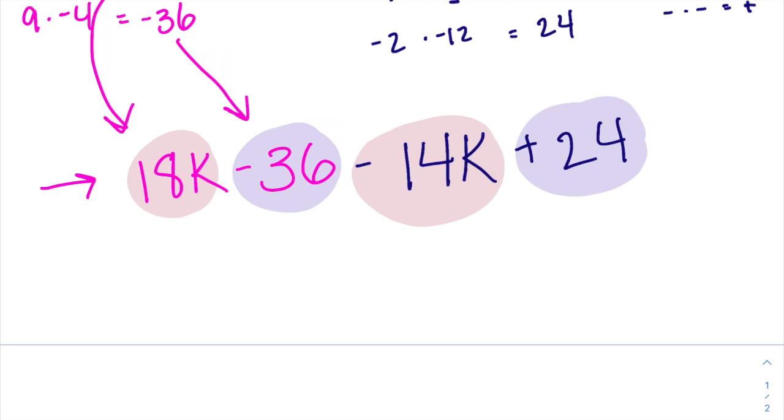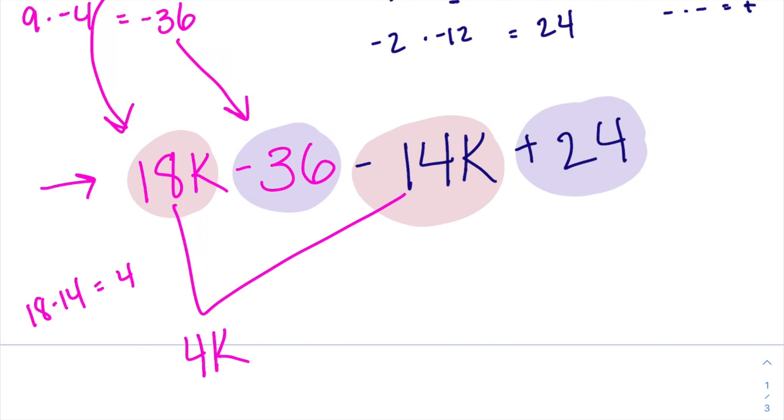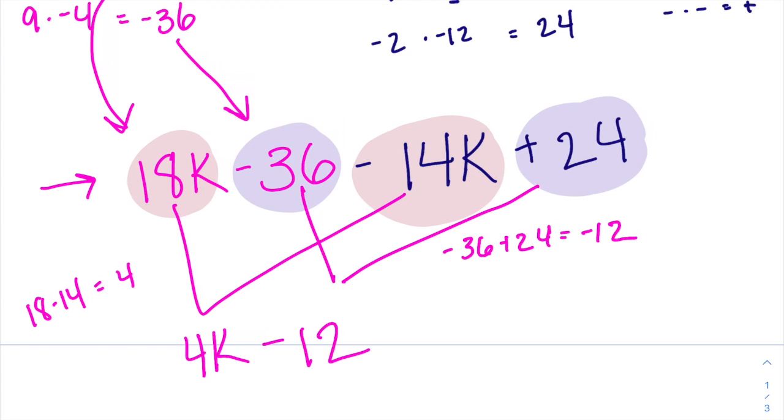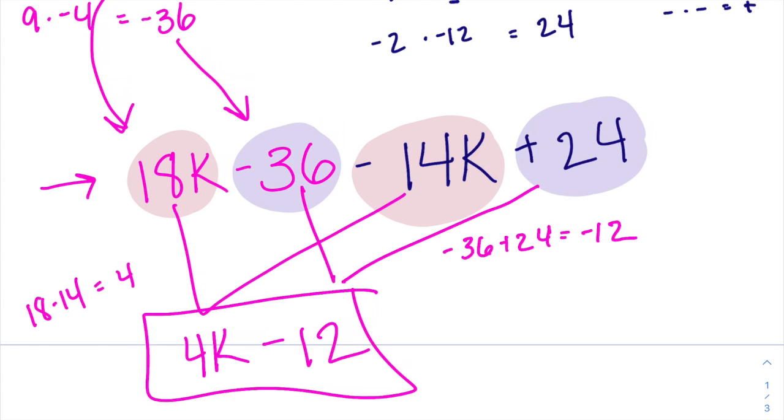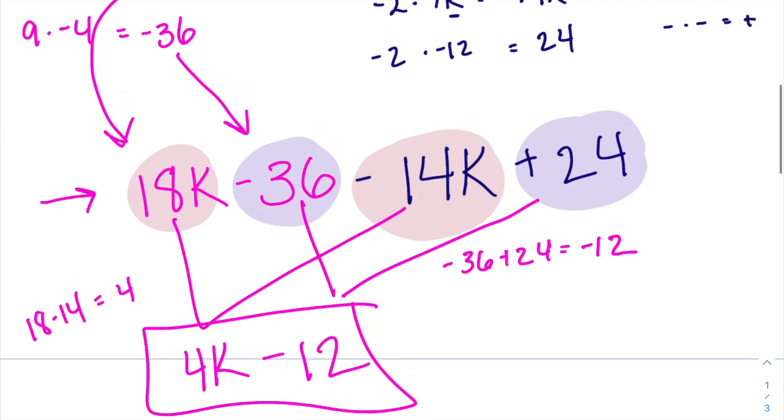So we'll start with my 18k and my negative 14k. 18 minus 14 is 4. So I have 4 k's left after I combine 18 and negative 14. Negative 36 plus 24 is negative 12. So after I combine negative 36 and positive 24, I get minus 12. I'm left with 4k minus 12.